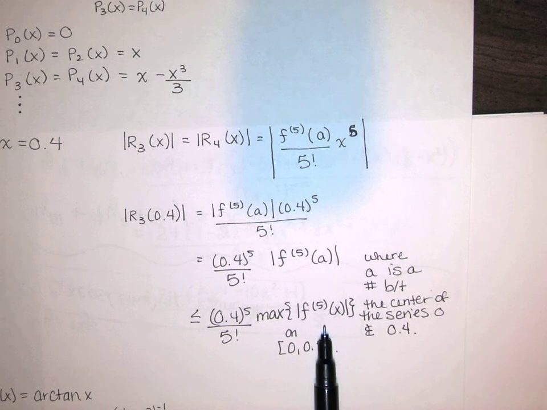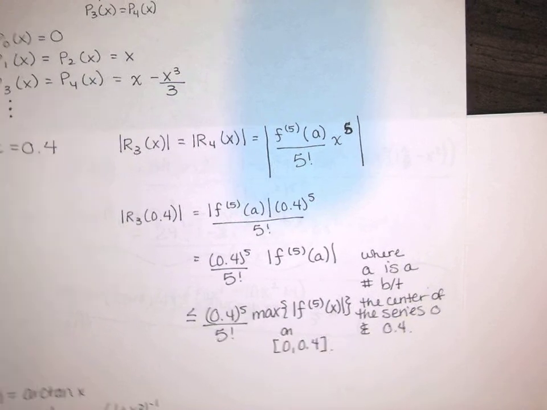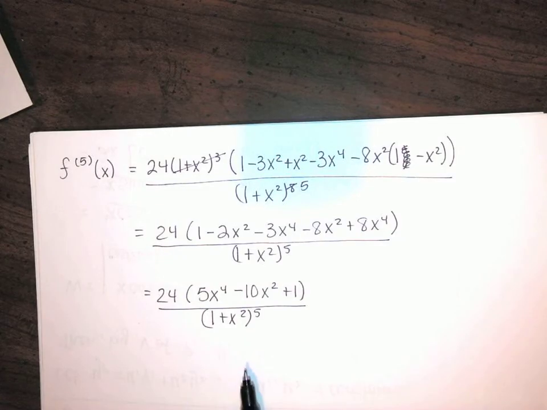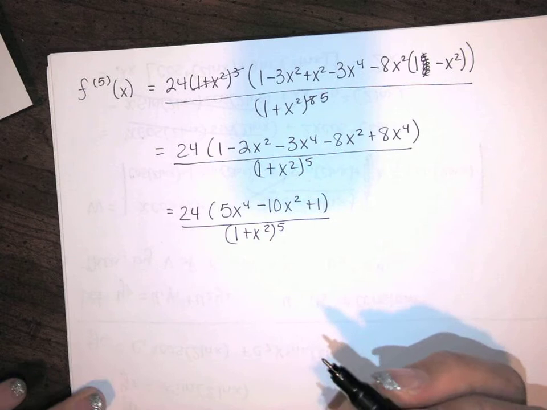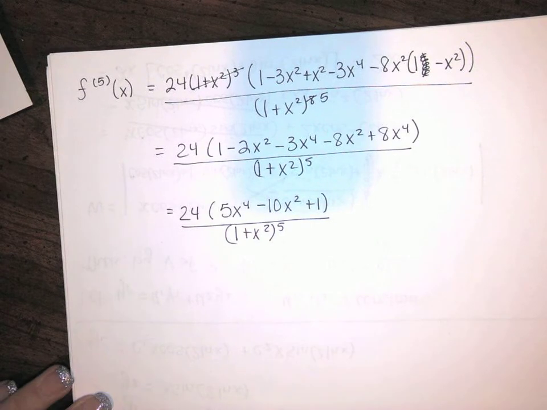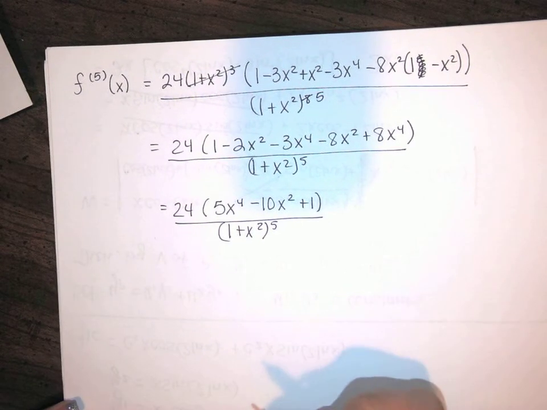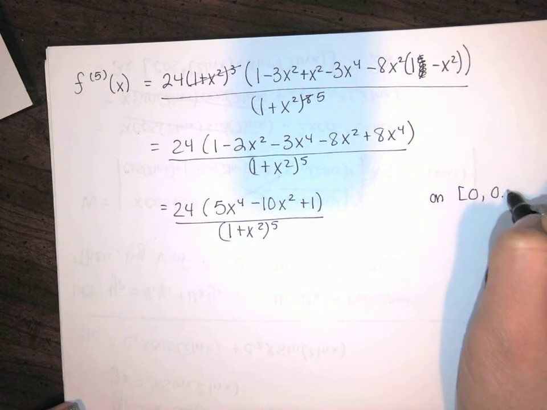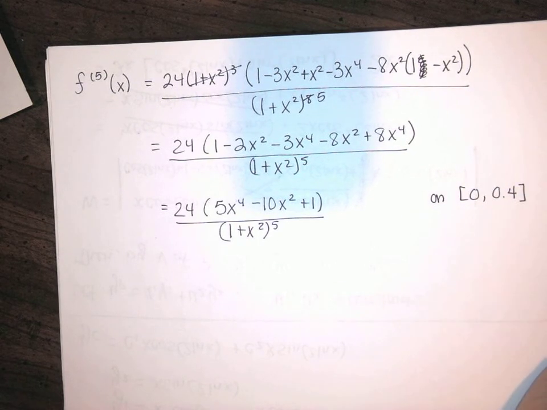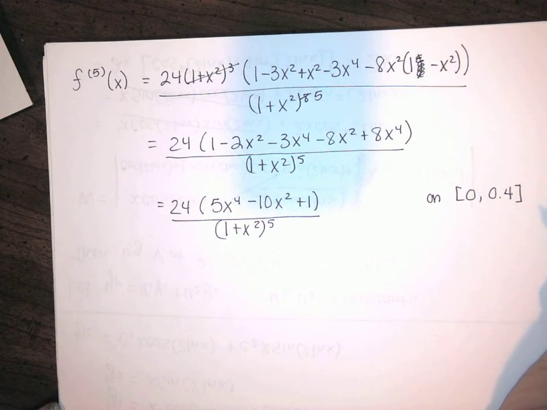So we needed to find that function and then optimize it. We need to find the maximum value of this function on this interval. So that's the function we need to maximize on the interval from 0 to 0.4. Now in order to maximize it, guess what we have to do? Remember extreme value theorem from Calculus 1? We have to find the value of the function at the endpoints.